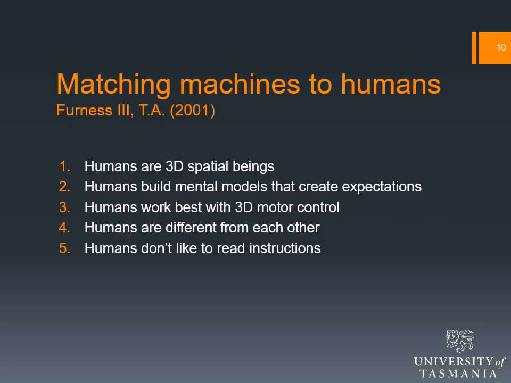So this is, in summary, what matching to humans looks like. Some of this is understanding what humans are, what we are. So humans are 3D spatial beings. We look at things, we operate inside three-dimensional space, X, Y, Z in the real world.